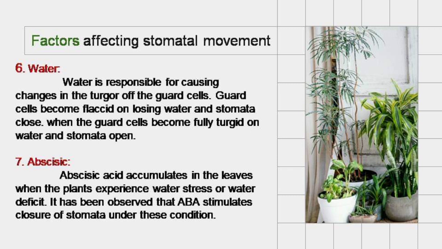The last factor affecting the stomata is abscisic acid. Abscisic acid accumulates in the leaves when the plants experience water stress or water deficit. It has been observed that ABA stimulates closure of stomata under this condition. Abscisic acid is a plant hormone involved in the response of plants to reduced water availability. Reduction of guard cell turgor by ABA diminishes the aperture of the stomatal pore and thereby contributes to the ability of the plant to conserve water during periods of drought. Those are the different factors affecting the stomata.